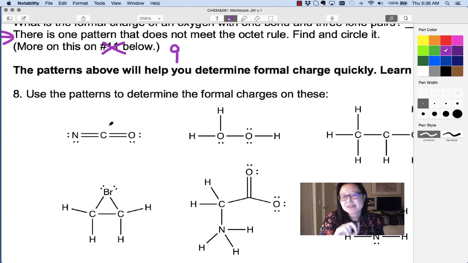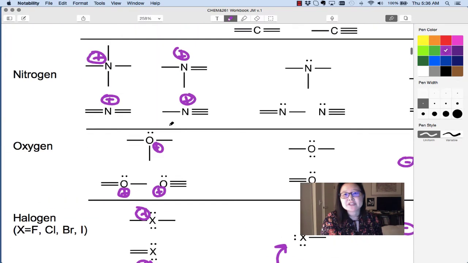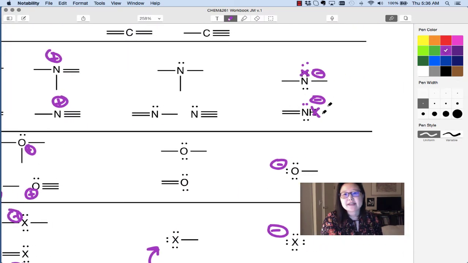And just to do one really quickly, carbon fits the honk rule, 4 bonds, so I know that's neutral. Oxygen needs 2 bonds, so that's neutral. But the nitrogen here would have a charge. It's got something other than 3 bonds. So I will go look at what does that nitrogen look like. That looks like this guy over here. So that means it's going to have a negative charge.